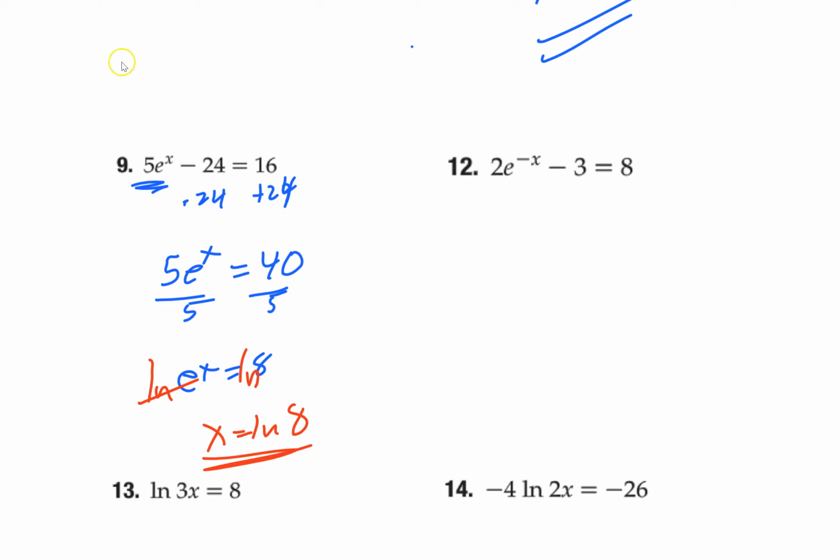Natural log, just like when we talked about logs, natural log of x has to be greater than 0. Greater than 0, I should say, not equal to. Same domain as a log. Over here, same concept.